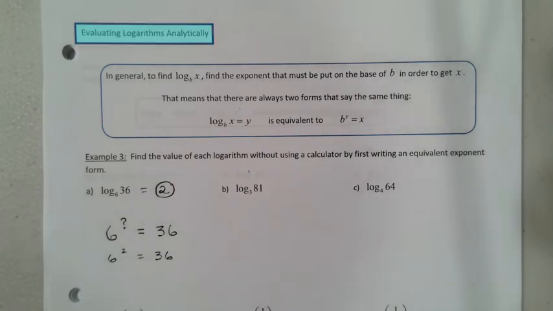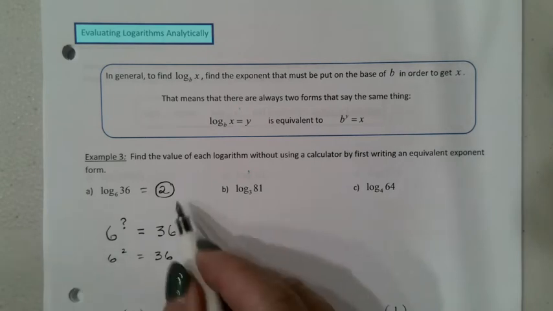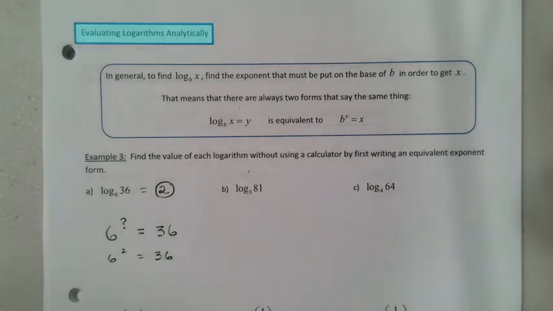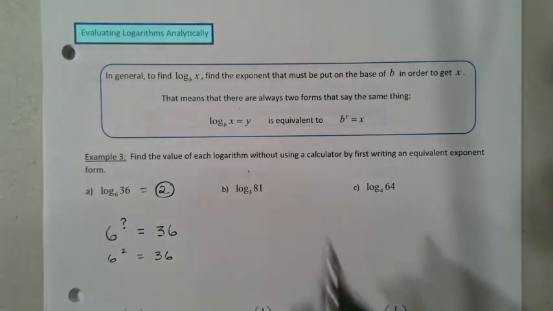In general, if you're being asked to show your work or justify your answer, writing down this equivalent exponential expression will usually do the trick. Notice, however, the final answer isn't 6 squared. The final answer is just the exponent. It's just the 2. All right, let's try a couple more.